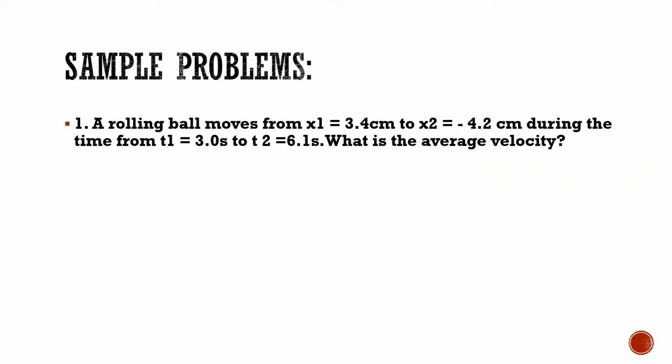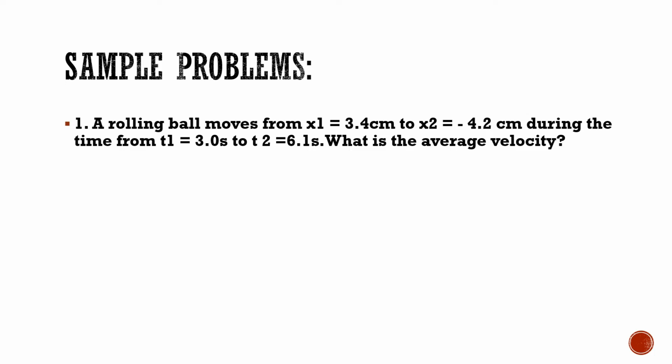Okay, so let's try to answer some sample problems. Sample number 1. A rolling ball moves from x sub 1, which is 3.4 cm, to x sub 2, which is negative 4.2 cm, during the time from t1, which is 3 seconds, to t2, which is 6.1 seconds. So what is the average velocity?